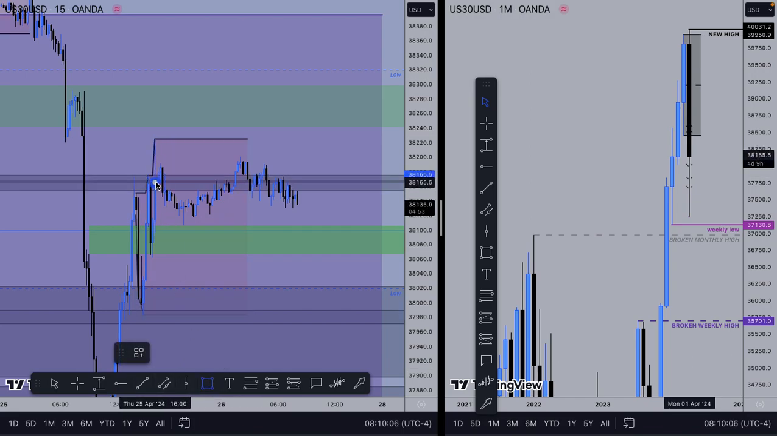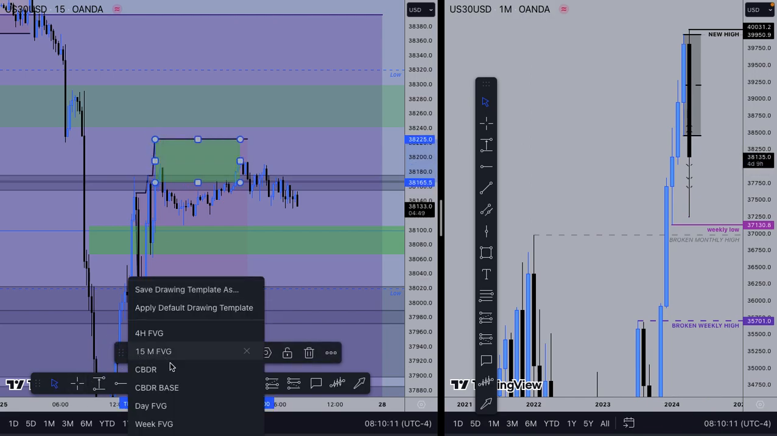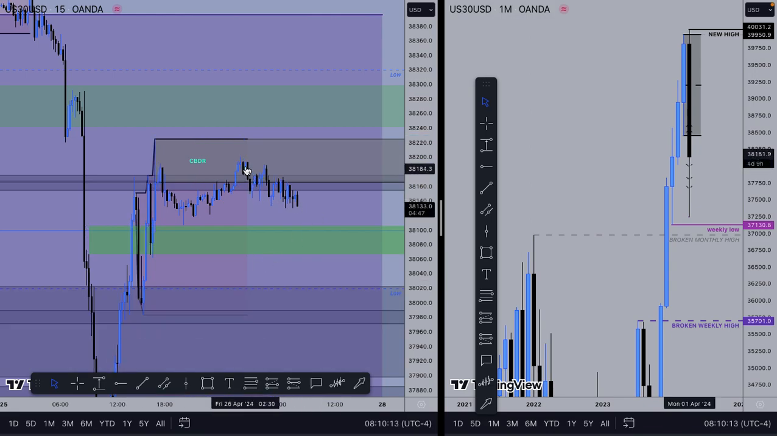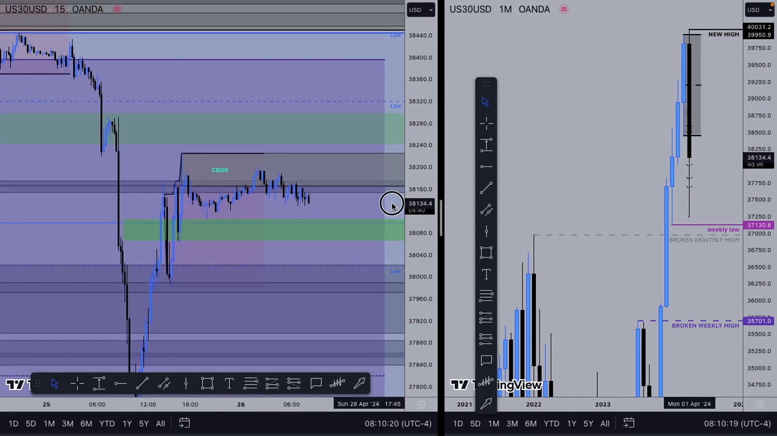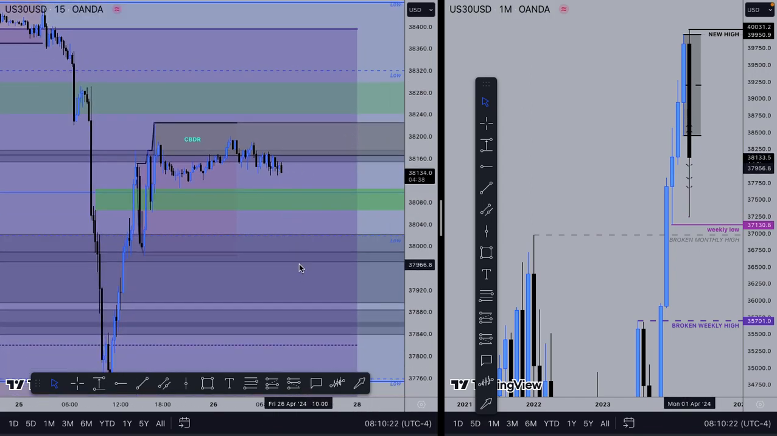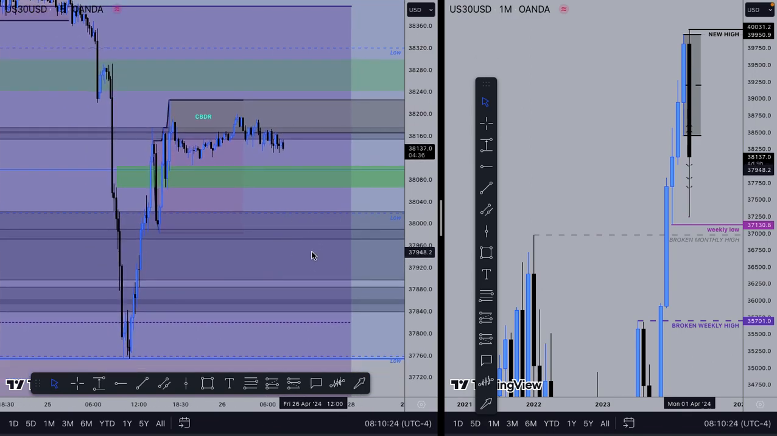So these ranges for me act as support and resistance. Let me just stretch that out in time. This is the central bank's dealers range. And now we have price trading below that range, which for me is good because, again, I'm bearish. So I want to see price continue to keep going down, right?